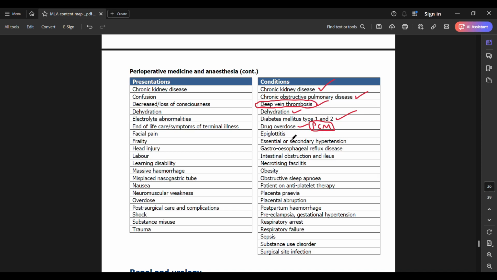Okay. Next, you have epiglottitis. Important to know the organisms, Haemophilus influenzae in the case of children, maybe sniffing position. The patient may be in a sniffing position, search that, look at that.